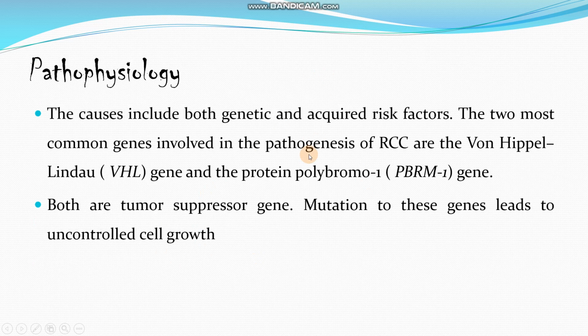In the pathophysiology, there is a mutation in this VHL gene, and one more gene is affected, the protein polybromo 1 gene, the PBRM1 gene. Both of these are tumor suppressor genes, the VHL gene and the protein polybromo 1 gene. So when mutation occurs, uncontrolled cell growth occurs, and we have already discussed which part of the kidney will be affected. The cortex will be commonly affected.